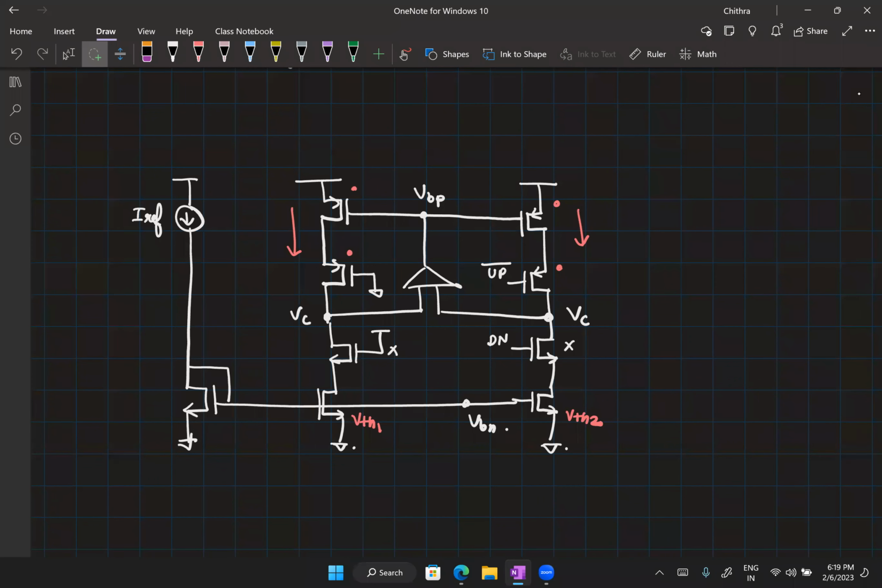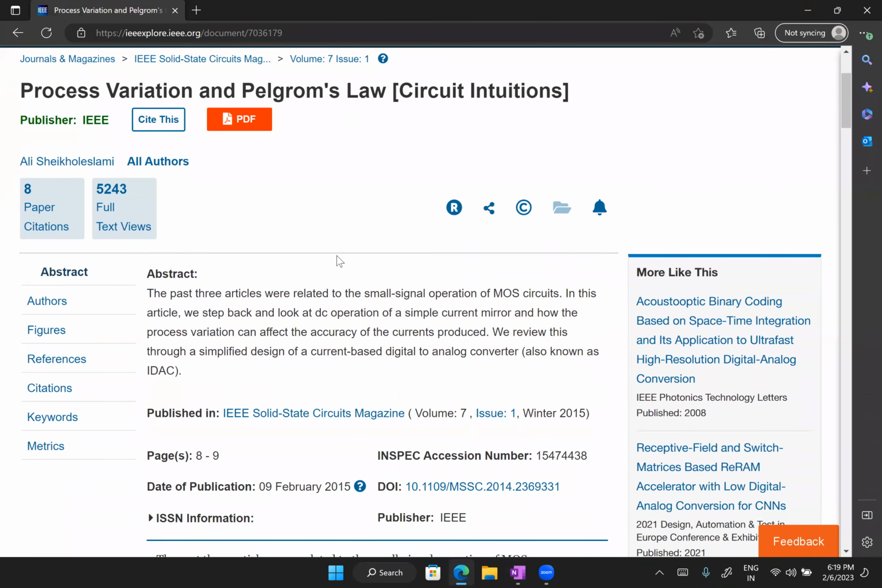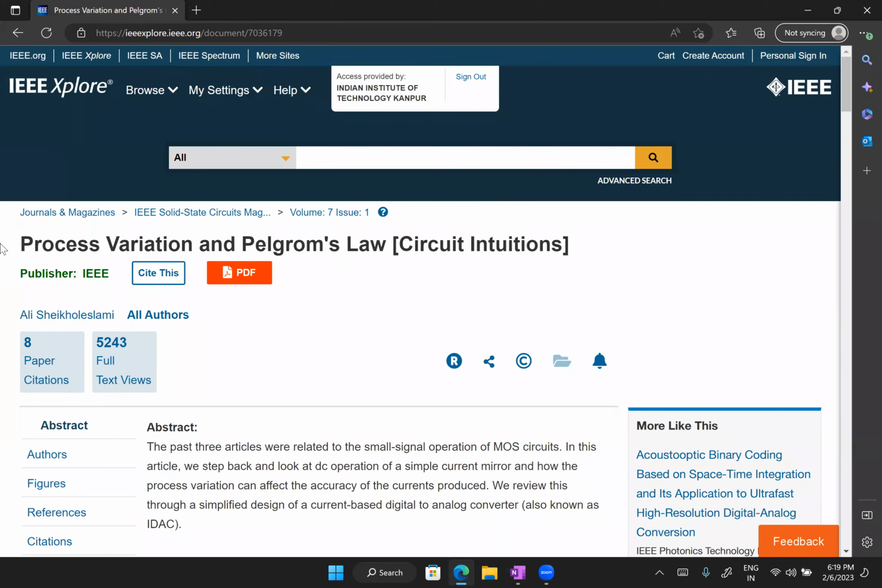I think it is the high frequency analog design course. So if you are interested to learn more about this and you happen to not be registered for 613, this is a very good reference. In IEEE, you look for process variation and Pelgrom's law, in circuit intuitions. This is a magazine by Solid State Circuits, and they have this tutorial section going on circuit intuitions. So this is a good reference to look up.